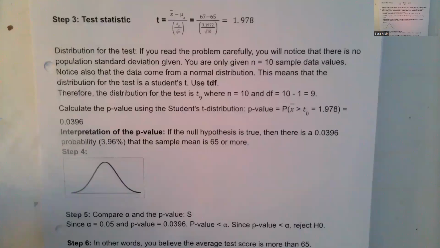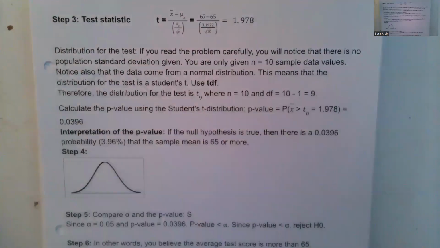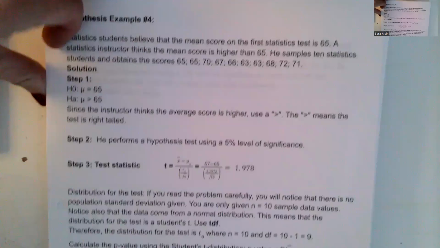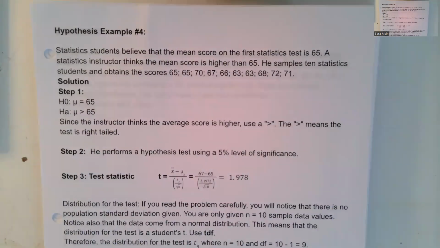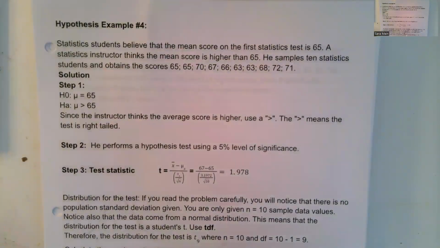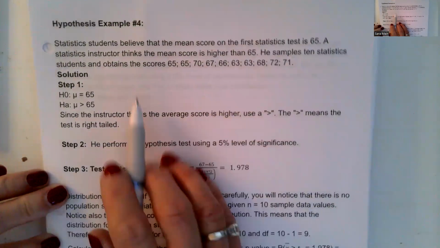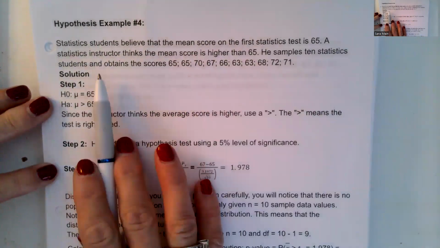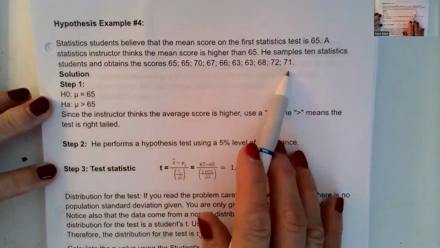Okay, ready for our first little hypothesis test. This one here, example 4, I've actually written everything out for you, and we're just going to go through it together so that you can see how this works. Okay, so it says statistics students believe that the mean score on the first statistics test is 65. A statistics instructor thinks the mean score is higher than 65. He samples 10 statistics students and obtains the scores here.